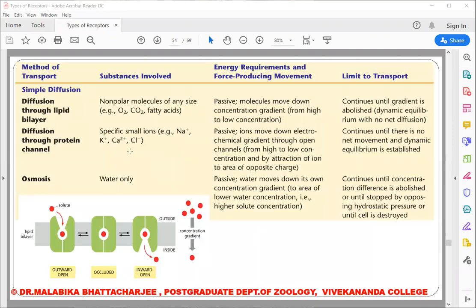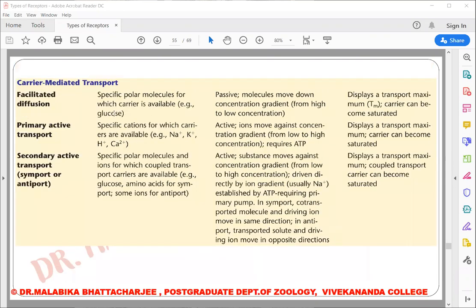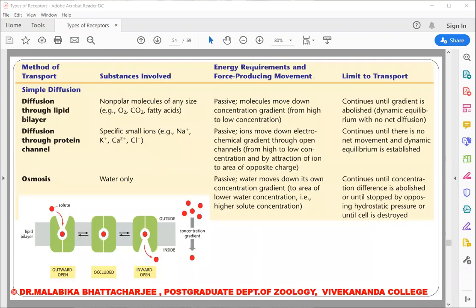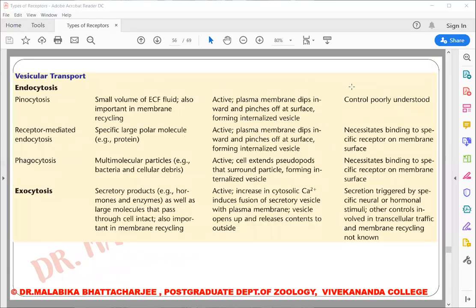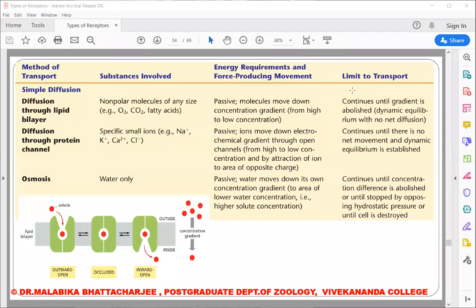Now, this is a chart where I have given you the examples because these differences may come. So when you write in your exam, you can write the differences in this manner. Give these headings and write the differences. So the substances involved, the energy requirements, limit to transport. Here also the same heading applies. So I've given you some differences about the variety of transports to be written during the exam.